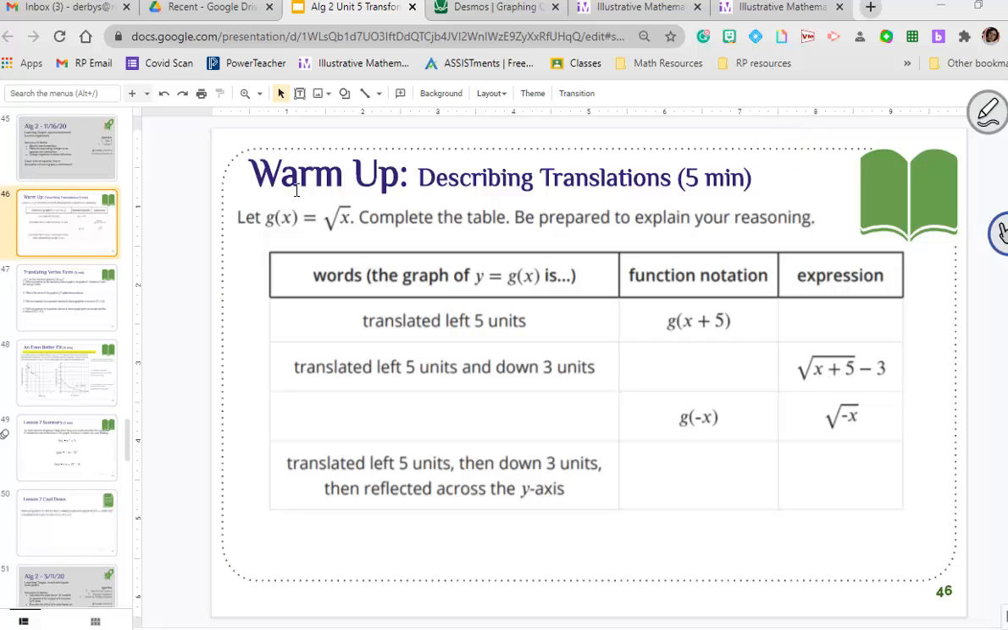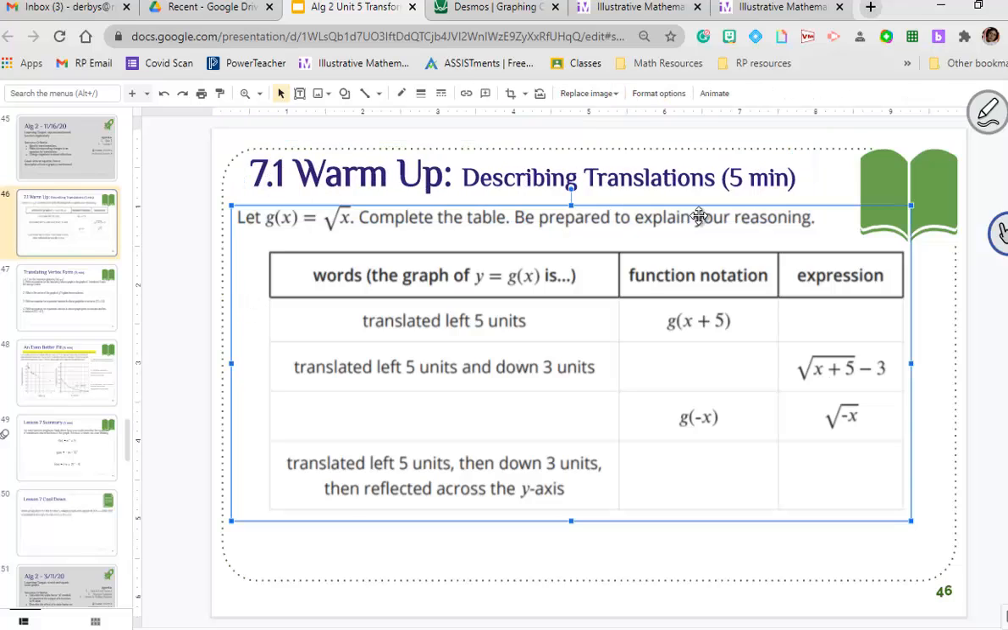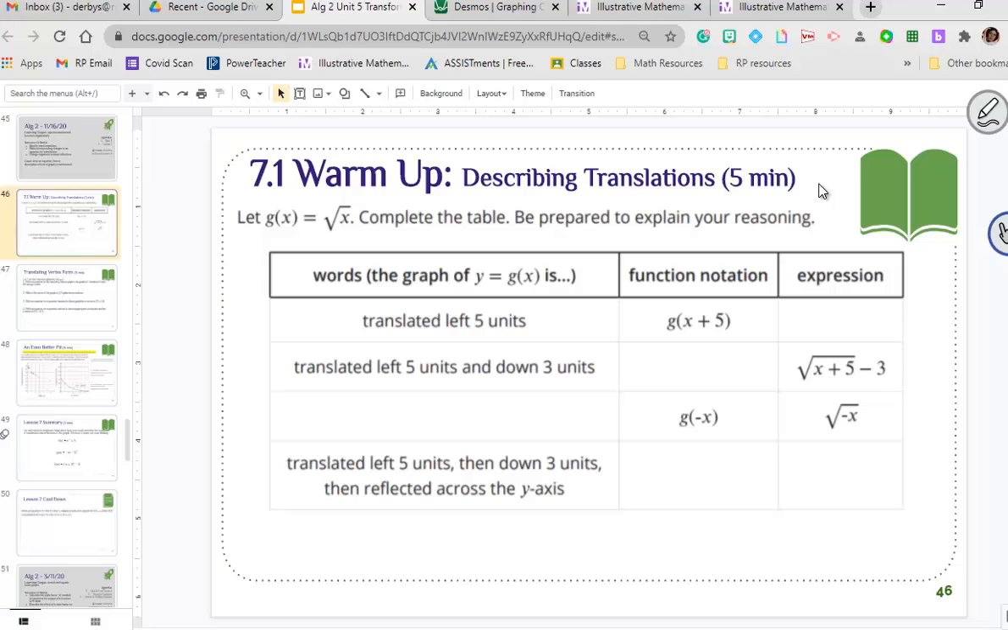Alright, welcome friends. Here we are in Unit 5, and this time we're looking at Lesson 7, specifically the warm-up from Lesson 7, looking at describing translations. Follow along with me. I have my workbook ready and a Desmos screen open just to take a look at what this will appear at the end.